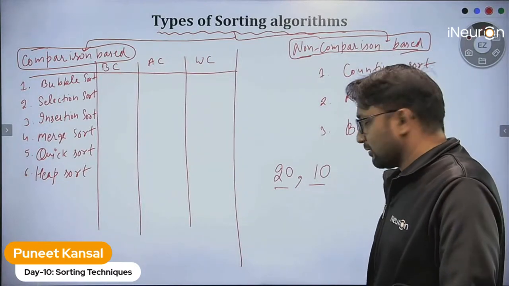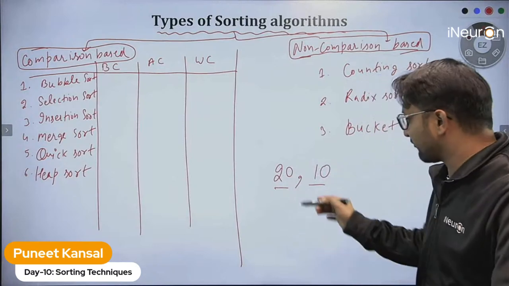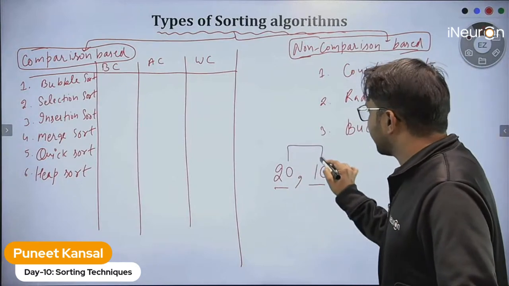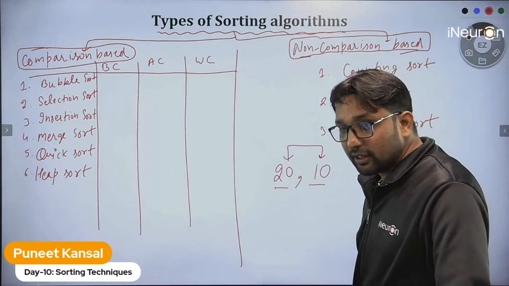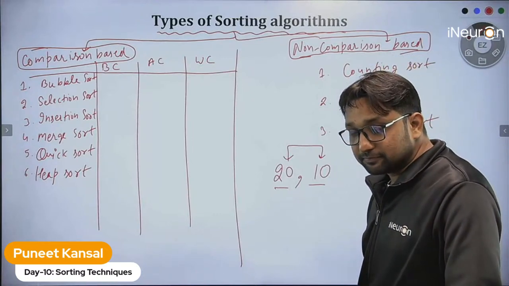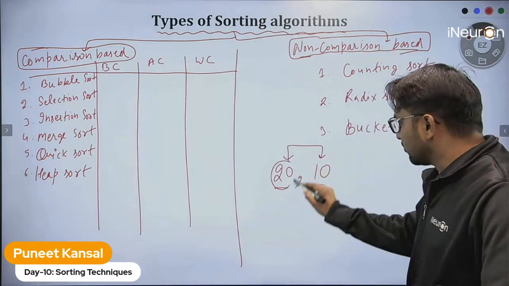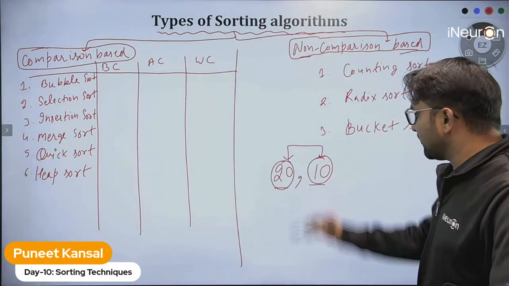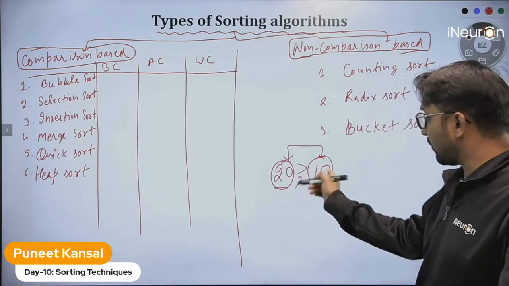10. So how did you find out? How did you find out 10 is smaller? You must have compared them in your brain. Loknath, welcome back. Praveen, welcome to this series. So you must have compared which one is smaller, which one is greater. You can see that 20 is greater.